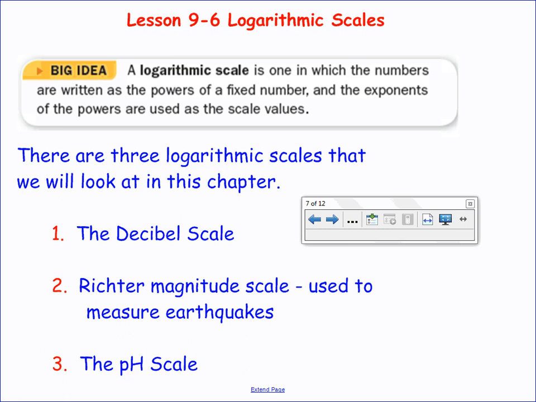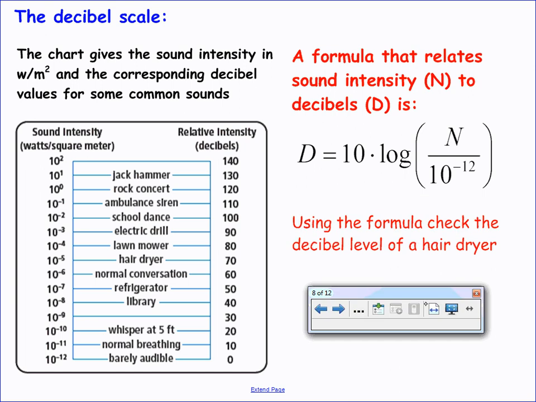With distilled water being neutral at 7, lower numbers beneath 7 are more acidic, like vinegar or orange juice, and higher numbers than 7, like 8, 9, 10, are basic solutions. Things like soapy water or ammonia are basic. All right, so let's go ahead and get going.